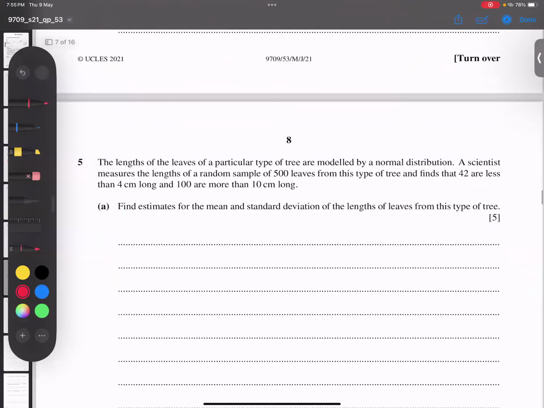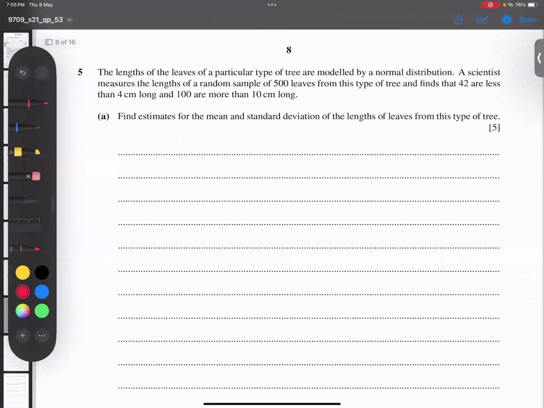And let's go for next question, number 5. The lengths of the leaves of the particular type of the tree are modeled as a normal distribution. This word is very clear, is helping us to understand the question of the normal distribution. Scientists measure the length of the random sample of 500 leaves. So how much total sample? 500. And from this type of tree.